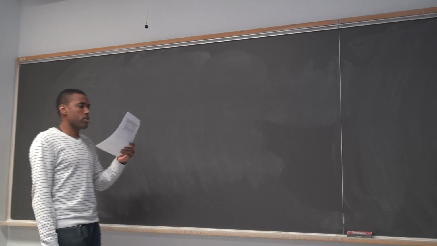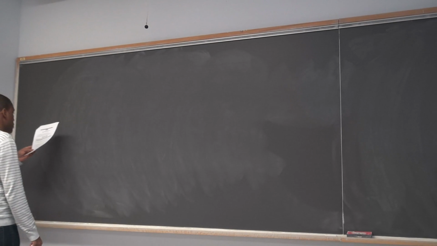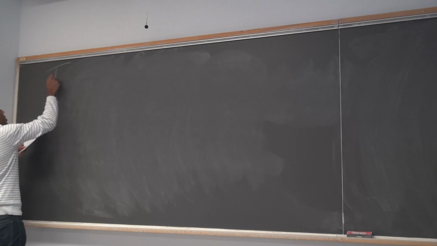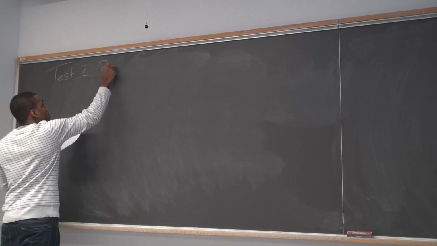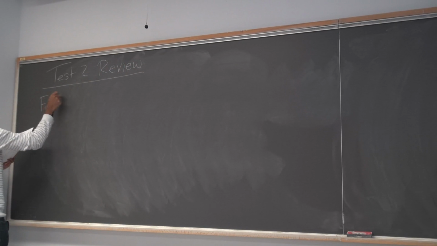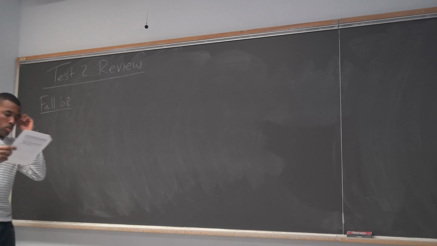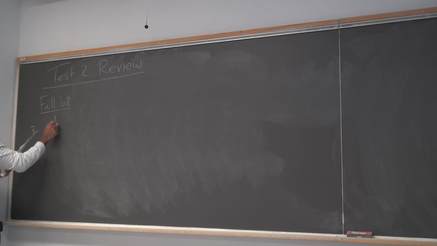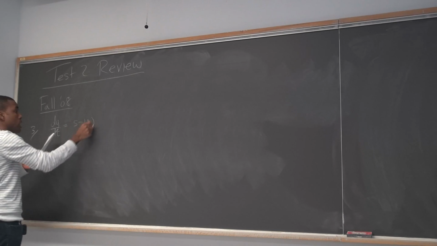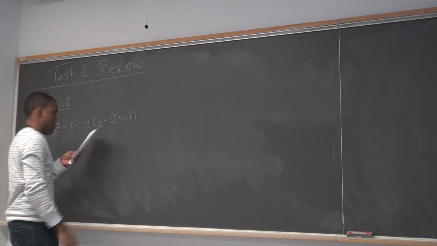Okay, so this is from fall 2008, problem 3. It is one of the ones from chapter 4. So you're given a differential equation, dy/dt equals (5 minus y)(y plus 3)(y minus 1), right?